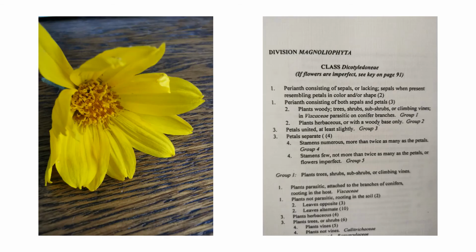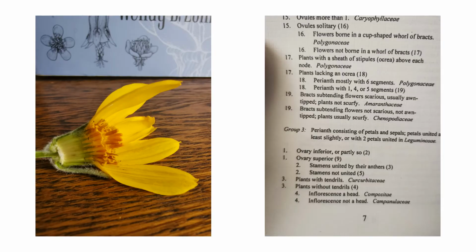Okay, when we go through this here, we're going to get down to petals united at least slightly there on group 3 right here. We've been through this, so I'm going to cut through some of it, and we'll move on to group 3. And when we get over here to group 3, we can start with 1, where we can say ovary inferior or partly so, 2. And there are inferior ovaries here. And so we've moved to 2, or at least partly so.